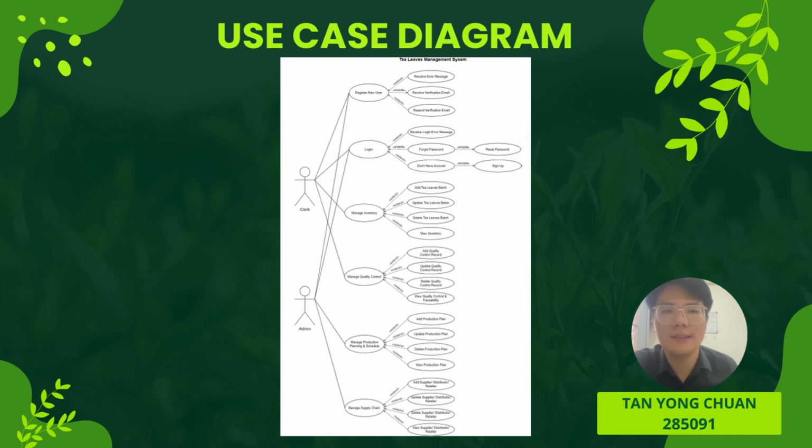First of all, in this system, the clerk is able to register new user, log in, manage inventory, and manage quality control. However, the admin is able to register new user, log in, manage production planning and schedule, and also manage supply chain. Here we can see for the register new user use case, we have sub use cases, which are receive error message, receive verification email, and resend verification email.